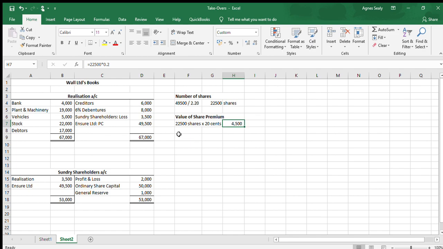If we want to know the value of the ordinary shares with reference to the shares that were given to WALS Limited, this is not a requirement, but if we want to know the value of ordinary shares, then it would be the 22,500 shares multiplied by $2. Okay, that's what that would be.